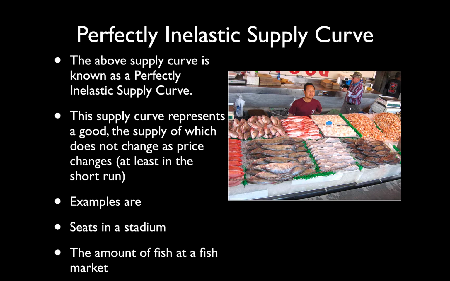The amount of fish at a fish market or something like that. Now, what I mean by something like that is a good that is perishable. Okay, a good that cannot be held over for future use. All right, so fish could last for a day or two, I grant you, or a few days, but it can't be held over till next year. Whereas something like tinned tuna, so I mean fresh fish is what I mean. So tinned tuna can be held over for years and years, but fresh fish at a fish market cannot.